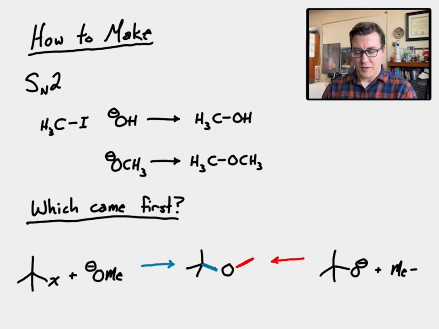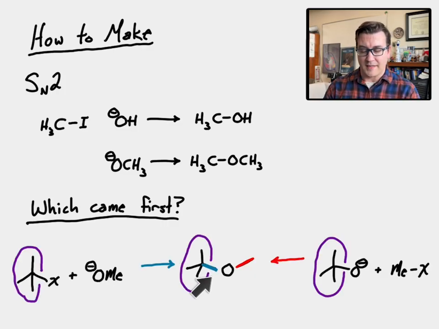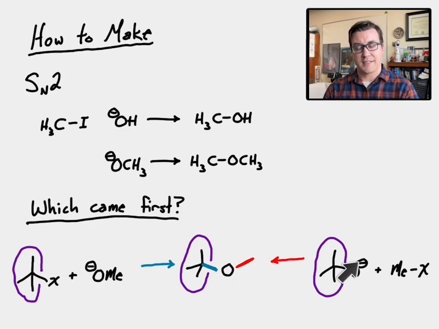If we were to make the blue bond last, following this blue arrow, we'd have methoxide interacting with this tert-butyl halide. And if we were to make this red bond last, we'd have a tert-butoxide anion interacting with a methyl group with a leaving group. And so let's evaluate each side.